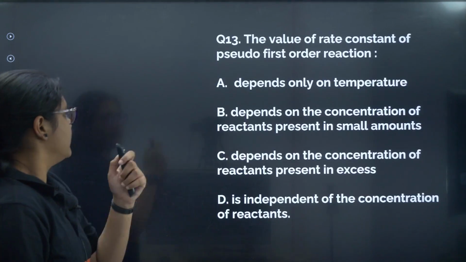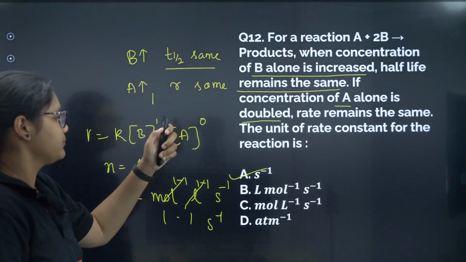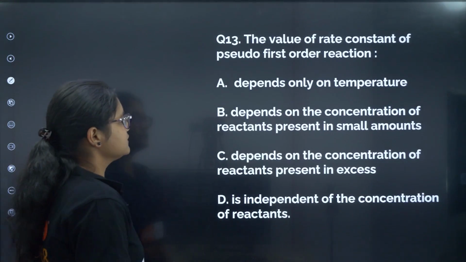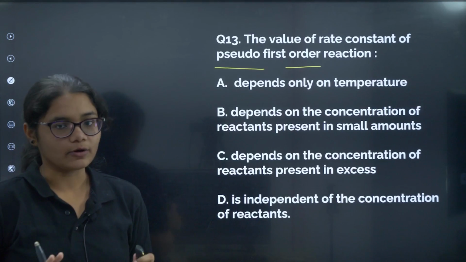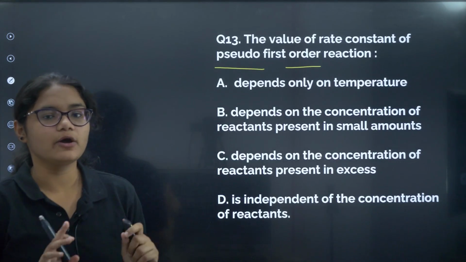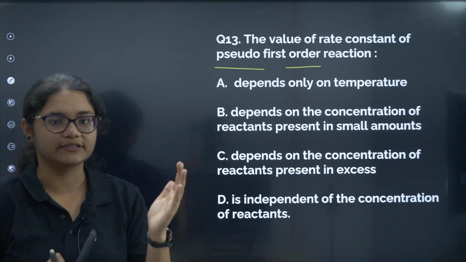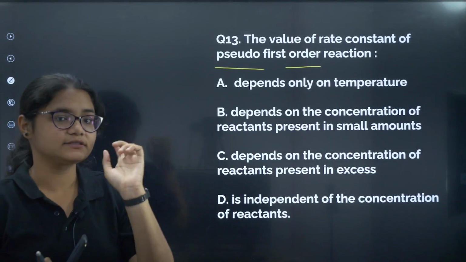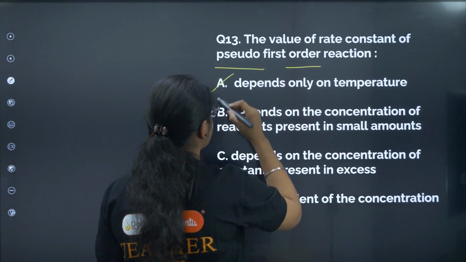Okay. Next, this one I'll call a little tricky question because we have to understand something here. The value of the rate constant of a pseudo first order reaction. Listen, first thing: the rate constant always depends only on temperature. Rate can depend on concentration, temperature and all, but the rate constant depends only on temperature. So the correct answer here will be that it depends only on temperature.